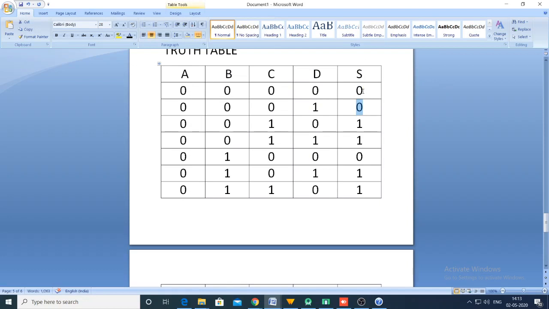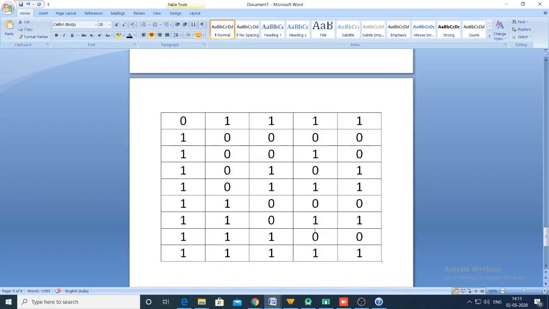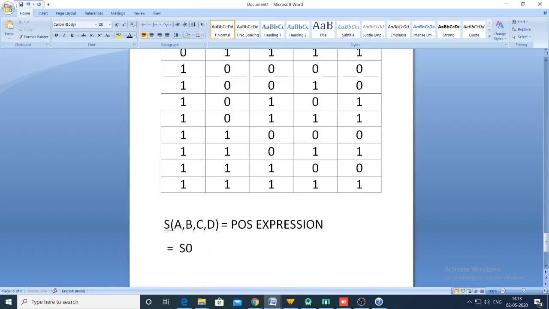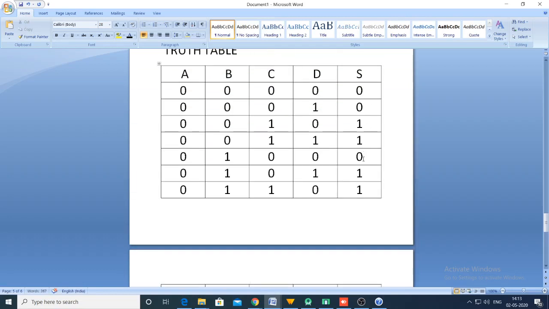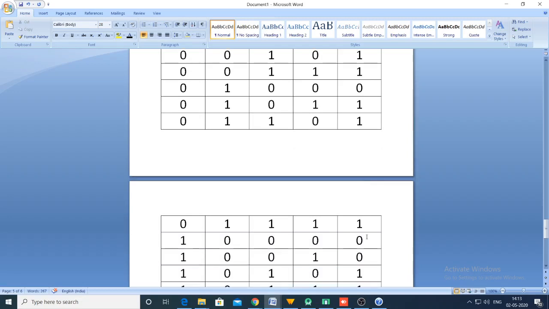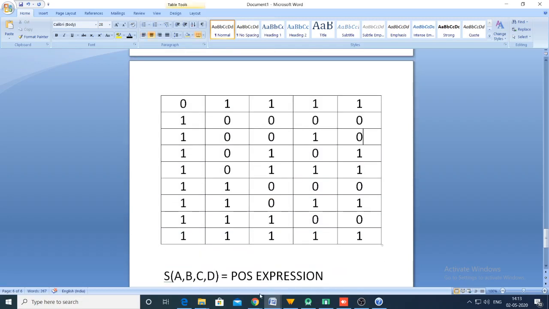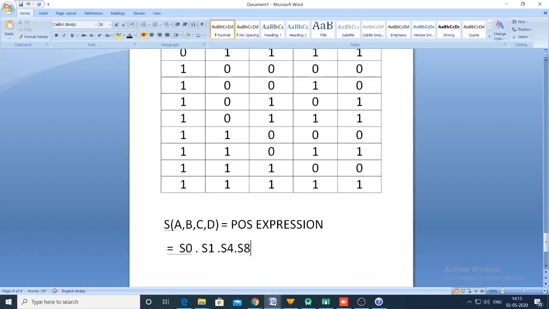So 0 states: 0, 1, 4, 8, 9, 12 and 14. Okay, so these are the combinations yielding resultant value 0.